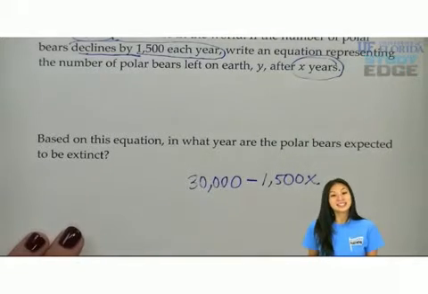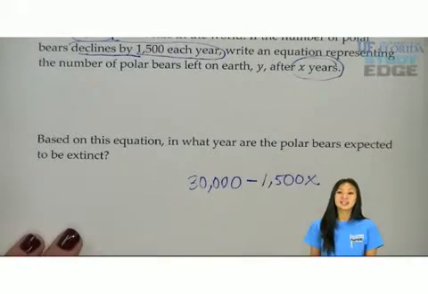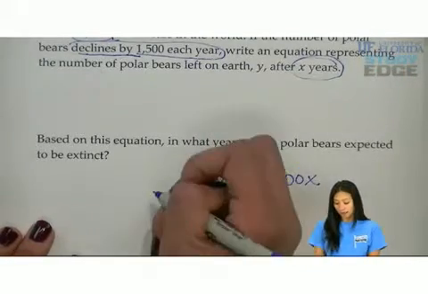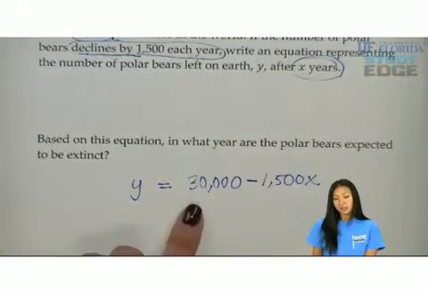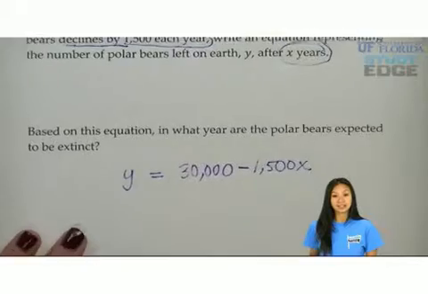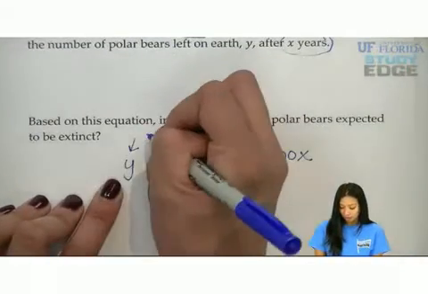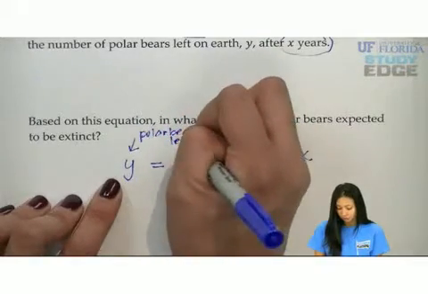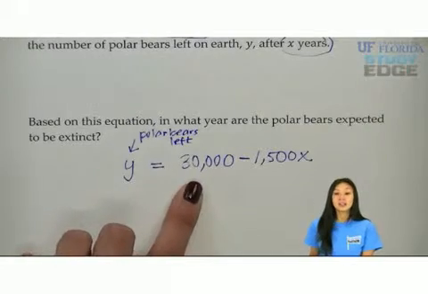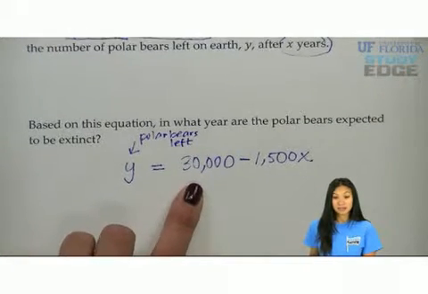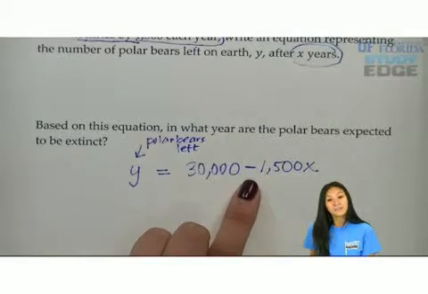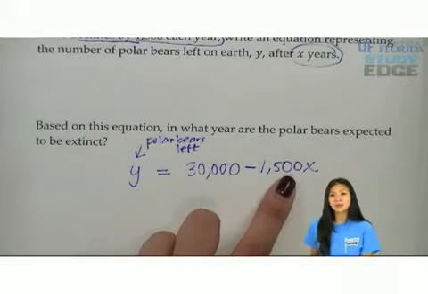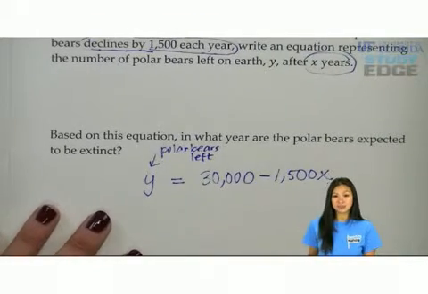What does this equation represent? It represents the polar bears that are left on Earth. And what variable do we want for that? We want y. So y equals 30,000 minus 1,500x. In other words, y is the number of polar bears left. This is what we started with, 30,000 bears in 2005, and every year after that, they're declining. There are 1,500 fewer polar bears every single year. That's what it's trying to tell us.